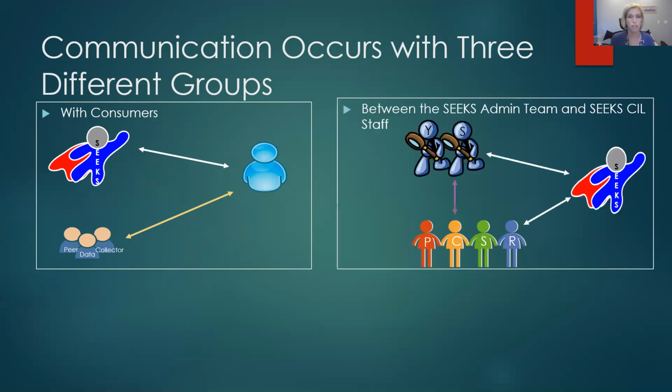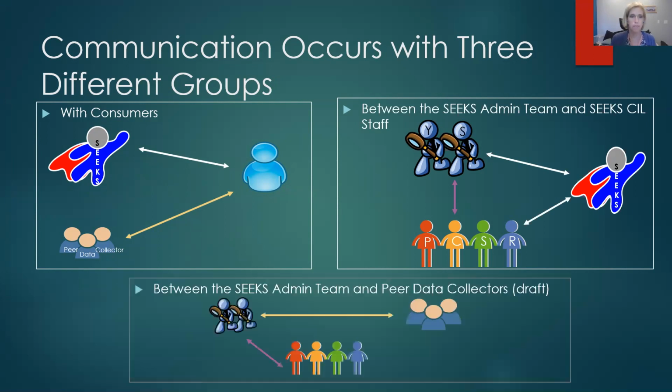There's also communication between the admin team, which consists of the 2 evaluator researchers up top, which is me and Sarah McCassin, the 4 SEEKS Office of Independent Living staff, which is Peter, Charlene, Sarah, and Ruby, and then with you guys as well. Again, you see those communication arrows are white, and the communication between us is purple. Finally, there's communication between our team and the peer data collectors.